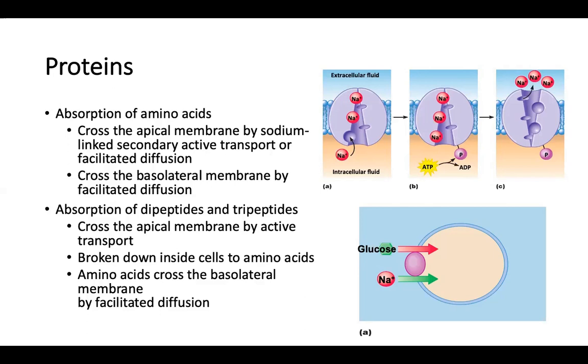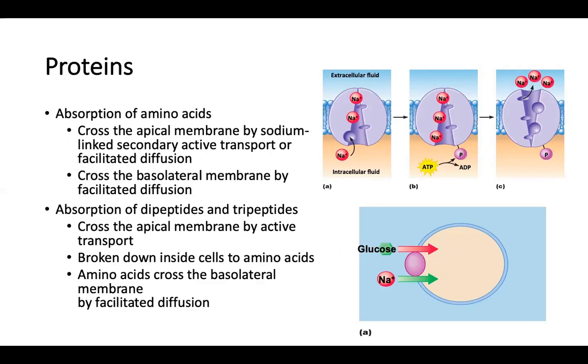Okay, so just to say that here again, we can get amino acids across the apical surface and the basolateral surface by facilitated diffusion. Or we can get smaller peptides, dipeptides, or tripeptides across the apical surface by secondary active transport with sodium, and then by facilitated diffusion as amino acids once they're broken down to amino acids across the basolateral surface. Okay, this is not the case, really important to contrast this to what we saw with glucose.